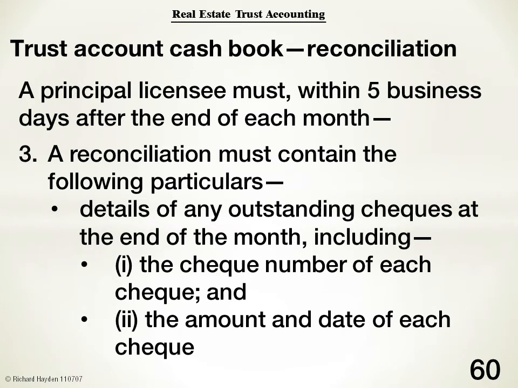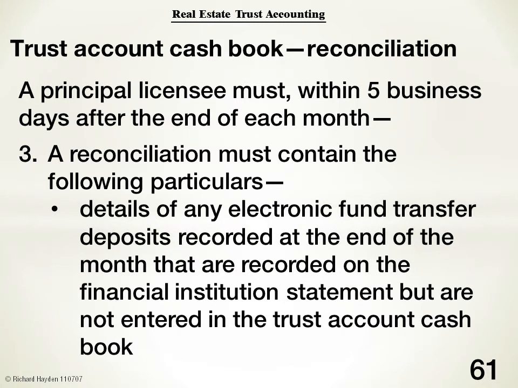A reconciliation must contain the following particulars: details of any outstanding cheques at the end of the month, including the cheque numbers of each cheque and the amount and date of each cheque. A reconciliation must contain the following particulars: details of any electronic funds transfer deposits recorded at the end of the month that are recorded on the financial institution statement but are not entered into the trust account cash book.